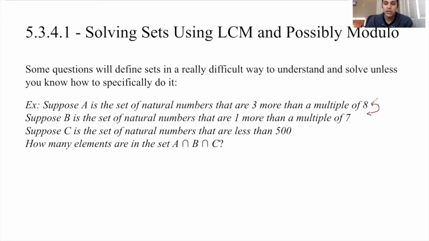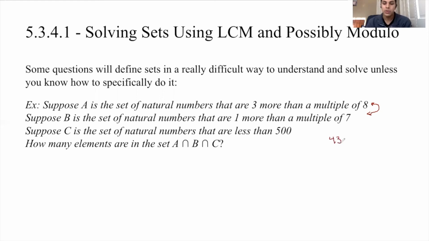We want to start with the two sets that we have these weird rules for, like 3 more than a multiple of 8 or 1 more than a multiple of 7. And we can get to set C later. Our first job is just to find the lowest possible number that is in both of those sets. So the lowest number that's going to be in the intersection of A and B. And so in this case, I'll tell you what the number is. The number is 43, right?